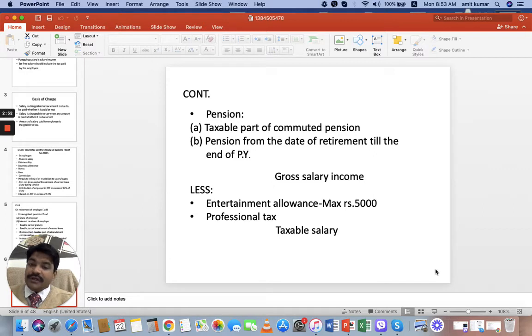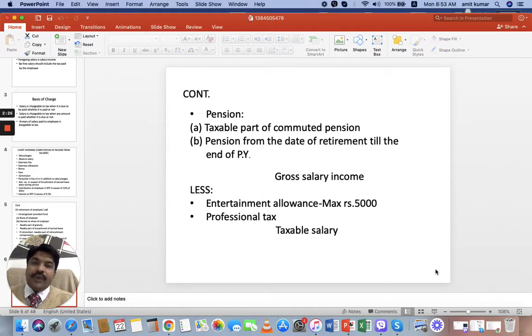Pension. At the time of retirement, the amount of money an assessee gets is known as pension. Taxable part of the commuted pension. Pension from the date of retirement till the end of the previous year. There are two types of pension. One is known as commuted pension and another is uncommuted pension.